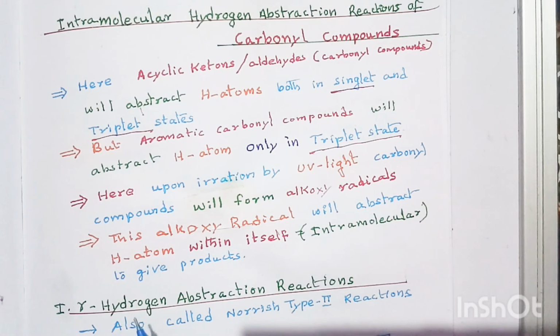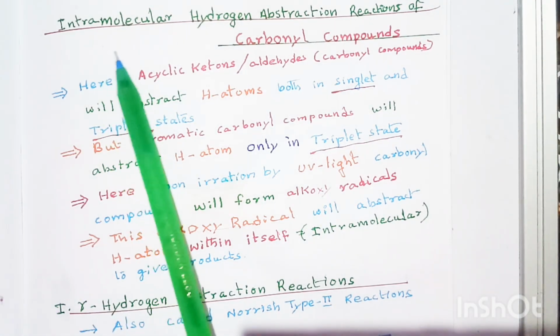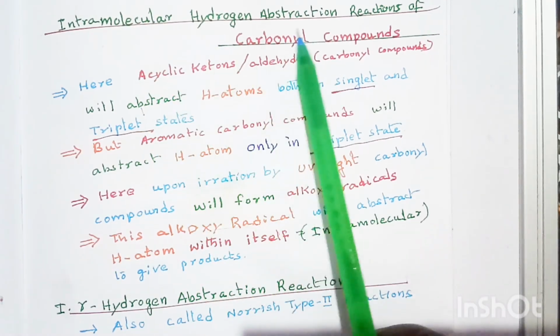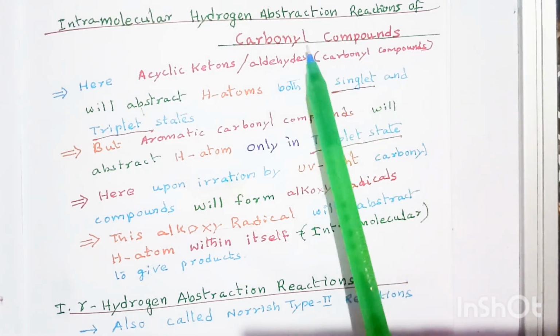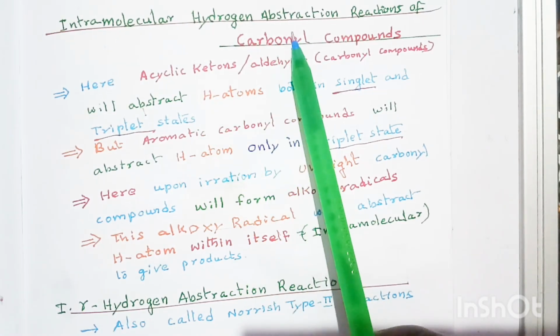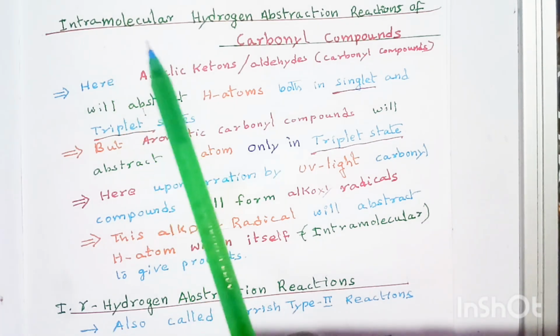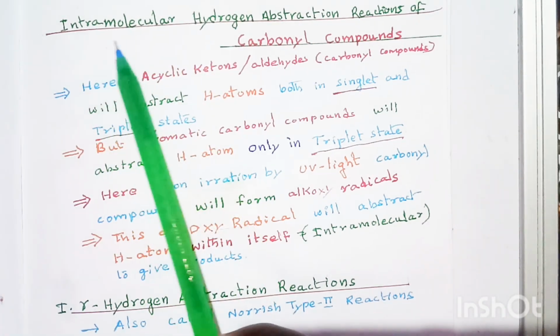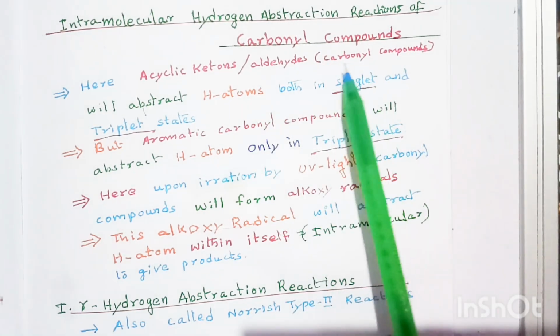In our previous lecture, we have learnt about intramolecular hydrogen, intermolecular hydrogen abstraction reactions. In this lecture, we shall learn about intramolecular hydrogen abstraction reactions of carbonyl compounds. Intramolecular means within the molecule. Intermolecular means between two molecules. So here we shall learn about intramolecular hydrogen abstraction reactions of carbonyl compounds.